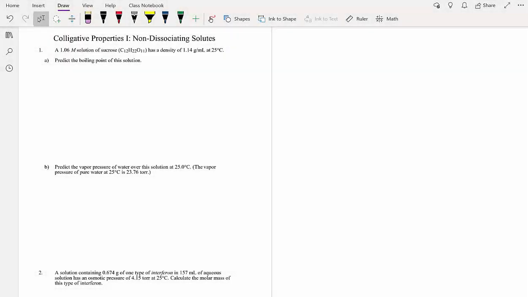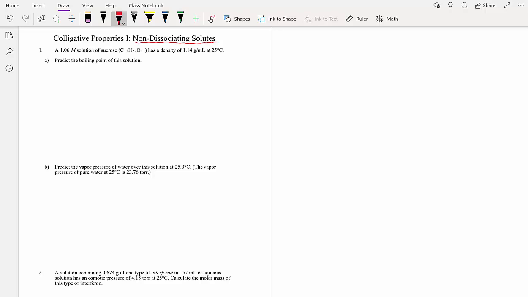Let us take a look at another set of challenging questions on colligative properties. This time, we want to focus on non-dissociating solutes, which is another way of saying covalent compounds. Let us begin with question number 1.